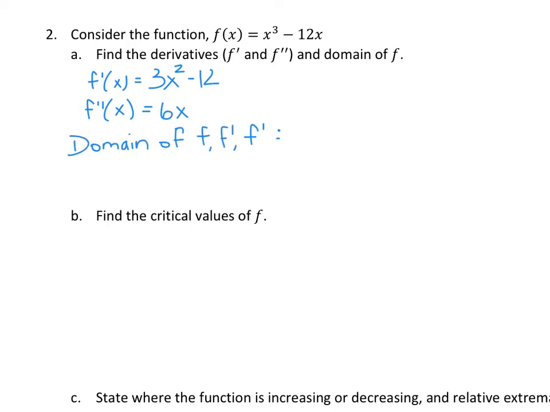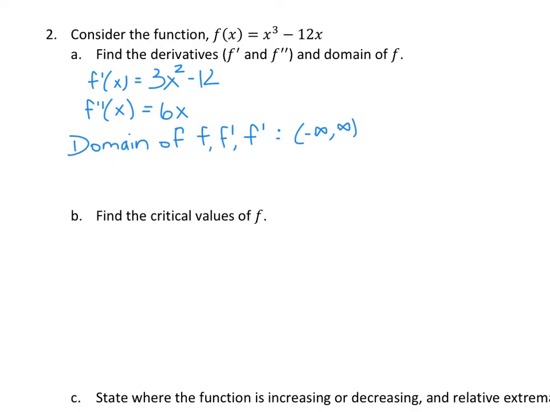Now we're asked about the domain. The domain of f prime and f double prime is all real numbers, negative infinity to infinity, because if we look at all three of these functions, they are polynomial functions, so the domain of all three functions is all real numbers.